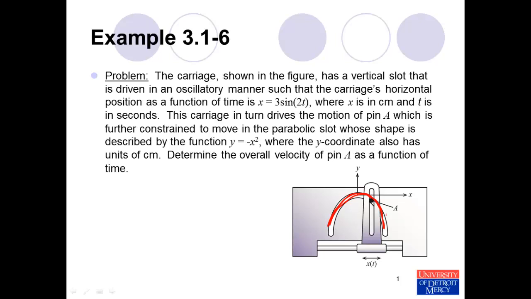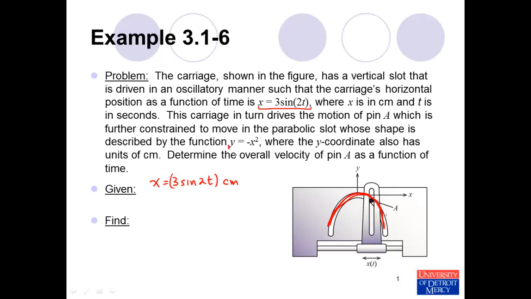Once we feel like we understand what's happening in the problem, the next thing to do is to identify what's given and what's unknown. Looking at the problem statement, we're told that the carriage's horizontal position as a function of time is given by x equals 3 times sine 2t, with units of centimeters. This tells us the motion of the carriage back and forth.